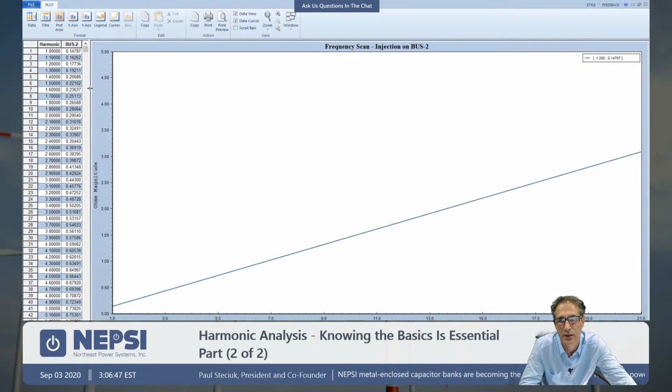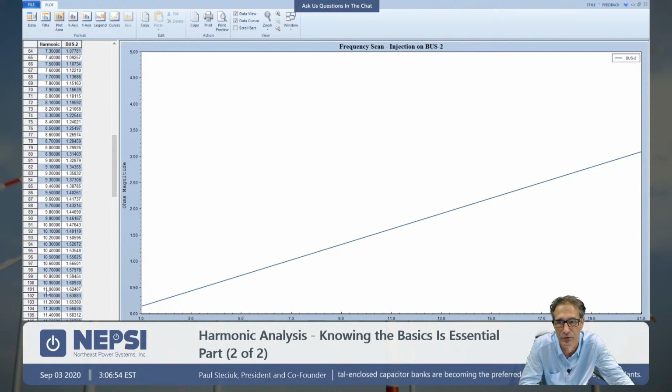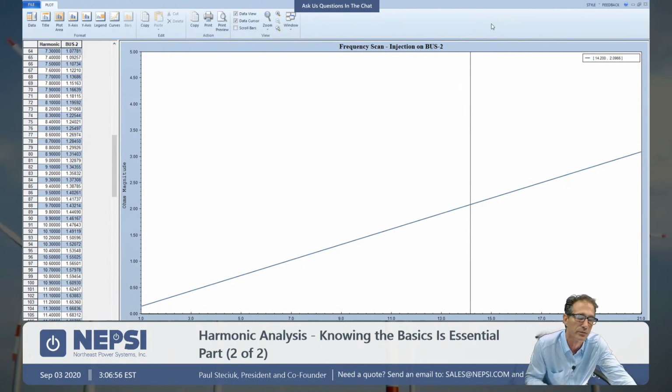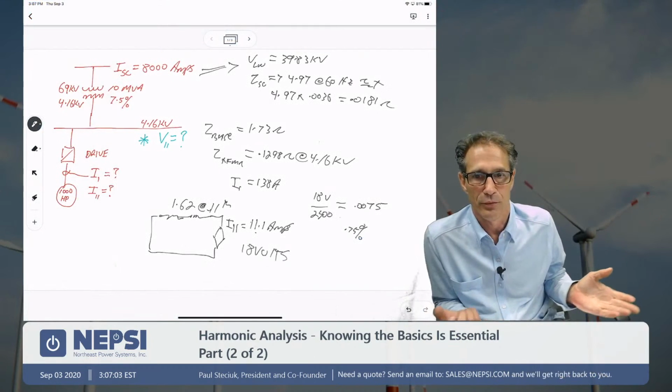So I can also slide this over and scroll down to the 11th harmonic, and get the same thing, 1.62 ohms. So we calculated 1.62 ohms. If you go back, Matt, to that slide, 1.62 ohms.